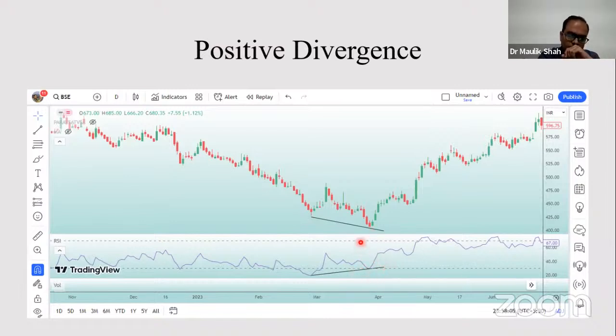So for positive divergence, when you see a lower low in price and a higher low in RSI, this is a positive divergence. And once you get aligned at this level, frankly speaking, personally, I have bought BSE at 435. I'm still holding the position, and in this chart it is 596. Currently it has crossed 710, and this has happened from April 2023 to the current status. Of course this doesn't happen in each and every case of positive divergence, but this is one of the presentations where you can see the massive movement has come.